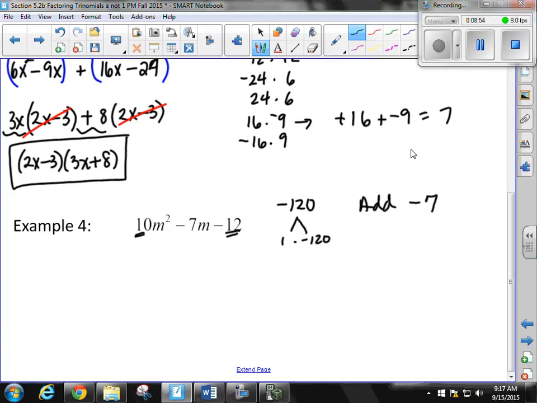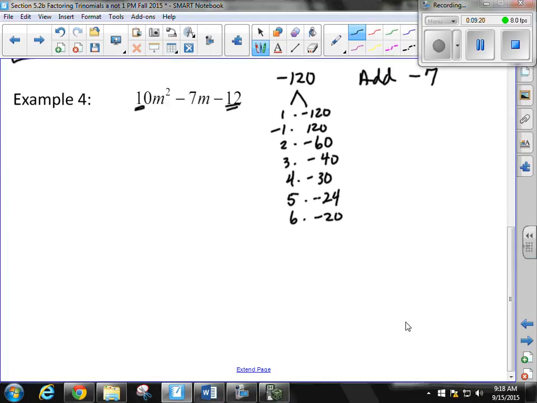1 times negative 120, negative 1 times positive 120, 2 times negative 60. I'm just going to keep going here. 3 times negative 40, 4 times negative 30, 5 times negative 24, 6 times negative 20, 7 doesn't work, 8 times negative 15. Difference between 8 and 15 is 7, and I think that's the right combination. 8 and negative 15 are negative 7. So the way I want to break up my middle term is by the 8 and the negative 15.